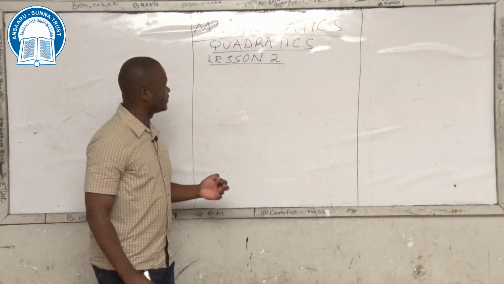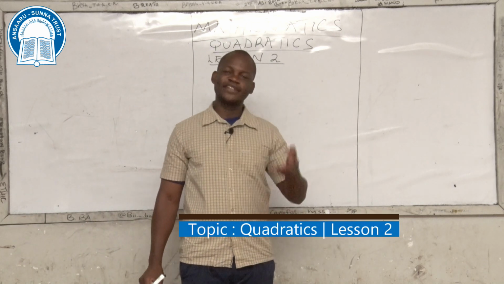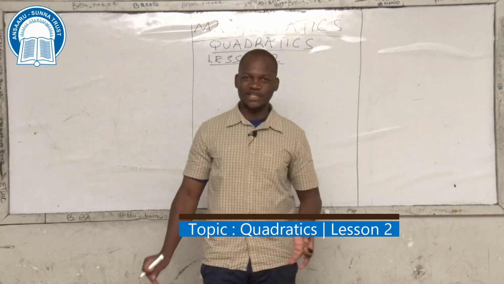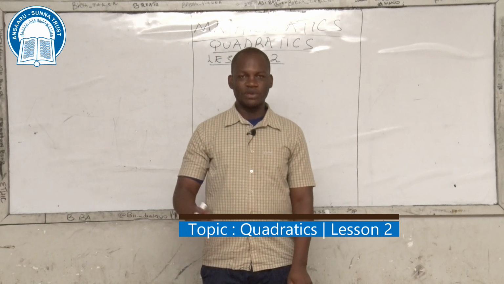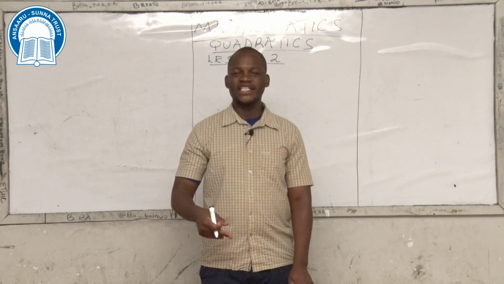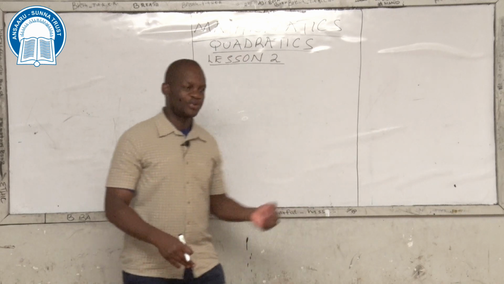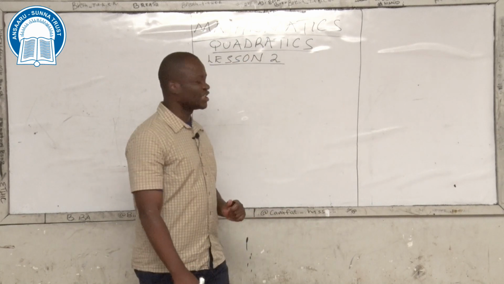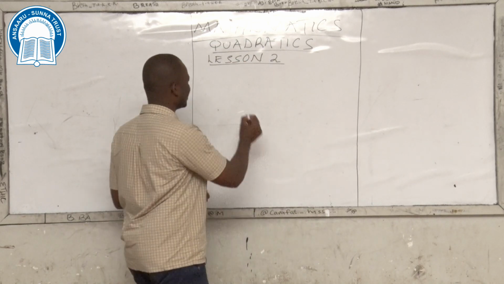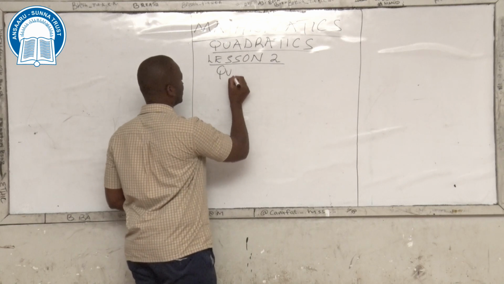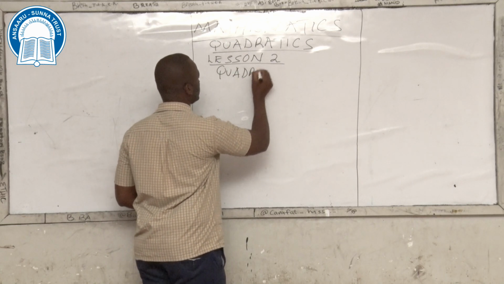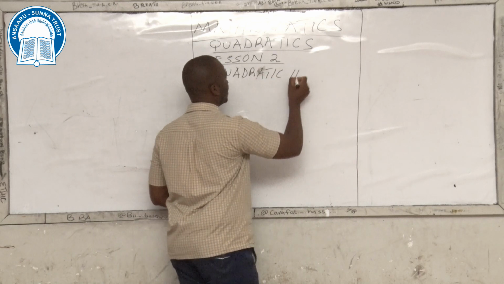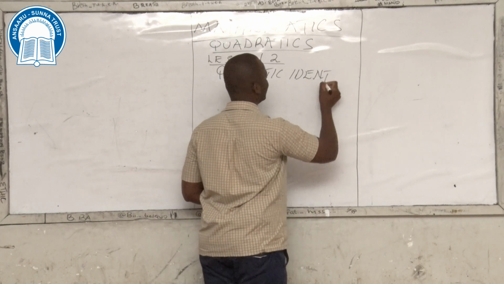So in our last lesson, we talked about what? Quadratic expressions, and we differentiated an expression from an equation. Now today, we'll pick up from where we left off. Of course, we covered the issue of what? Expansion, which was the removal of brackets. So today we discuss the issue of quadratic identities.